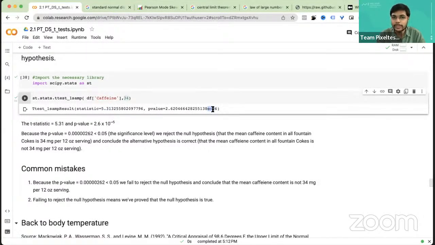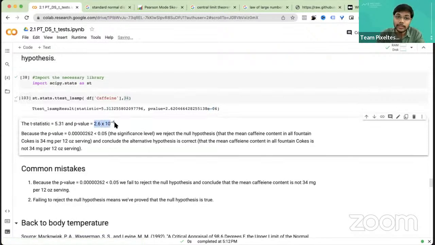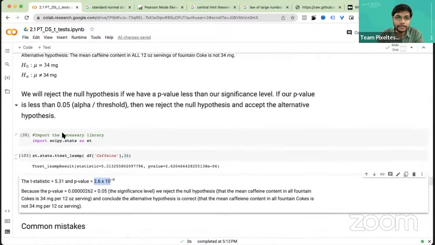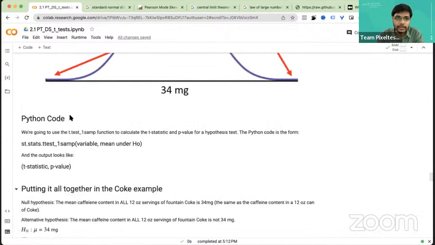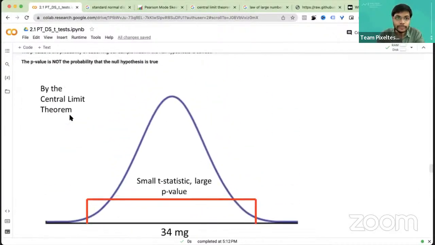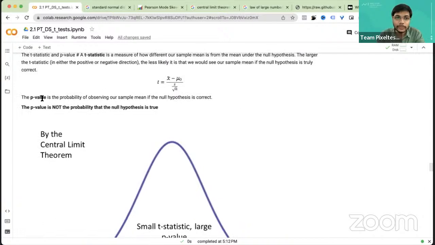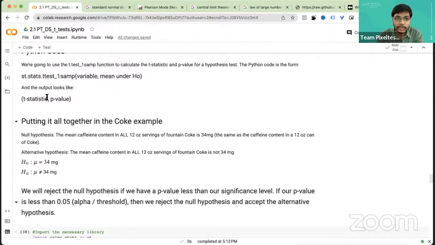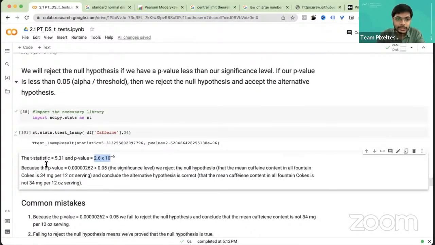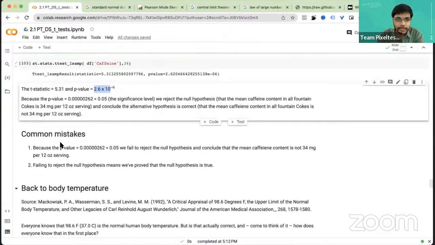So what this e means is 2.6 times 10 to the power minus 6, right? Which is a very small number. So because the p-value is less than the significance level, we reject the null hypothesis, right?